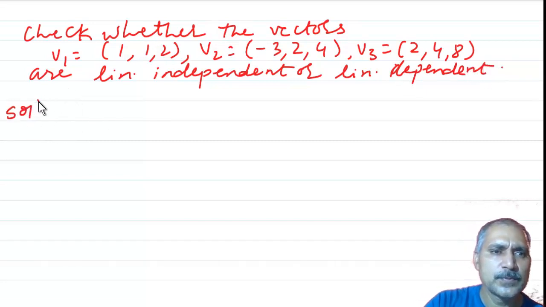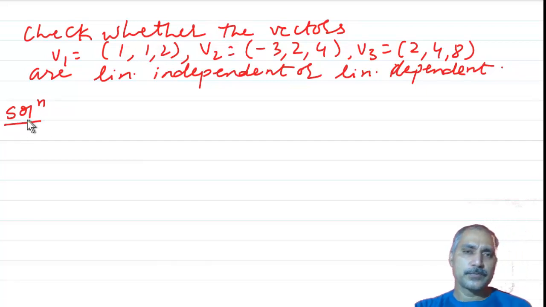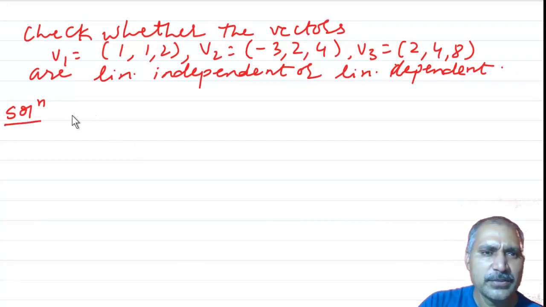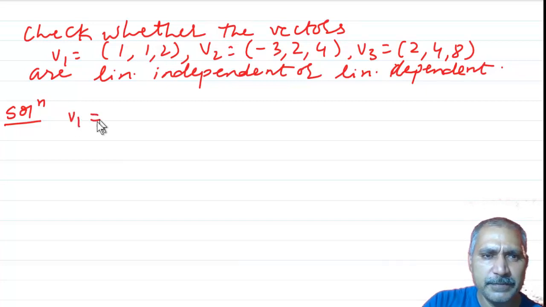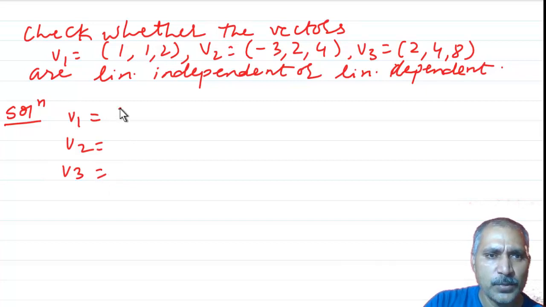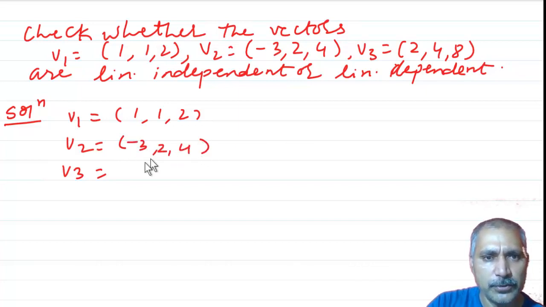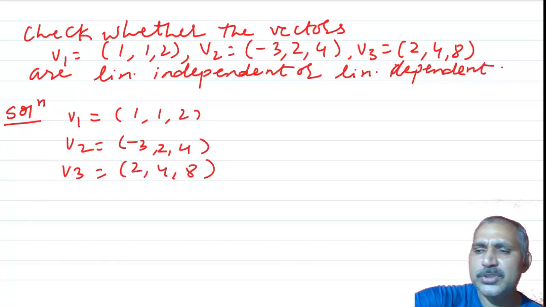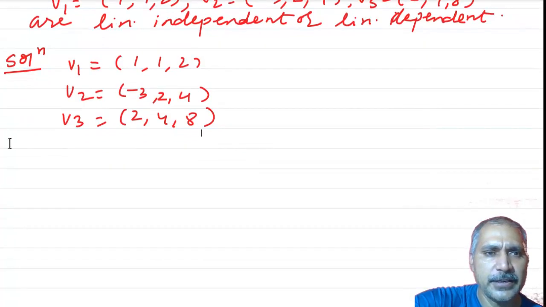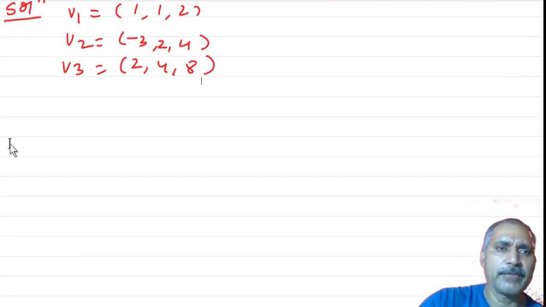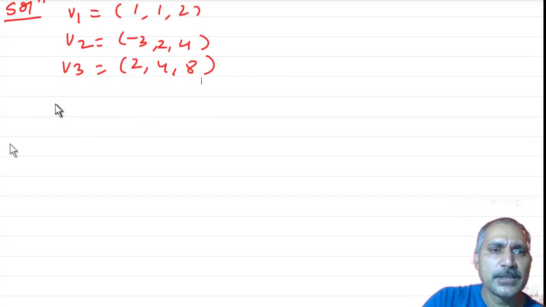Solution. Now, as we know, we have been given three vectors v1, v2, and v3. What is v1? 1, 1, and 2. What is v2? -3, 2, and 4. v3 is 2, 4, and 8. When it comes to checking whether the given set of vectors are linearly independent or dependent, we will start with the concept of linear combination.